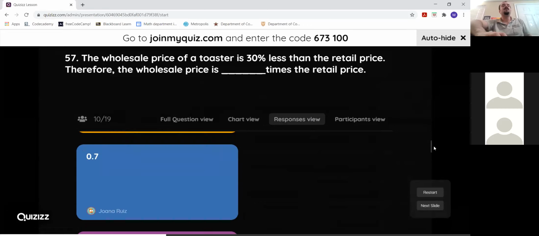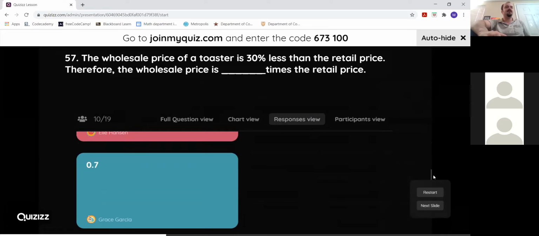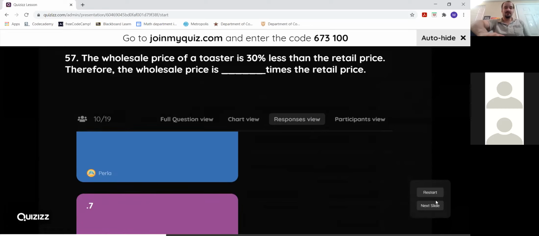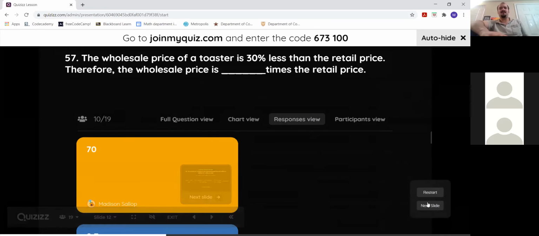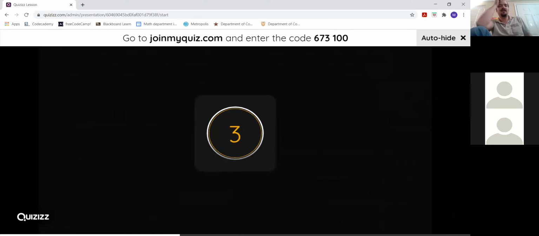70% is a percent. If we want the decimal, it is 0.7. 0.70. I hope that counted it right with the 0 in there. It may or may not have counted it right with the 0 in there. It's right. Same difference.